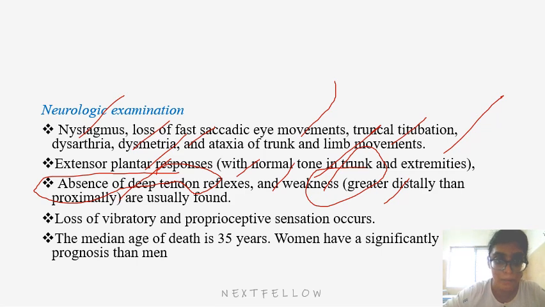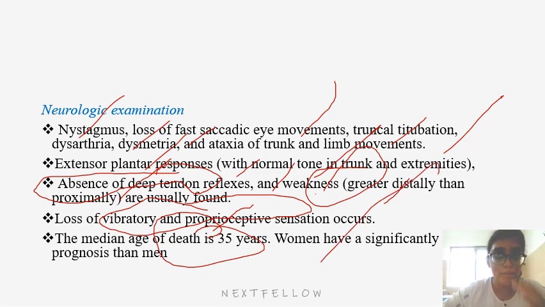Loss of vibratory and proprioceptive sensation occurs. Loss of vibratory and proprioceptive sensation is the function of which column? It is a function of the posterior column. The median age of death in Friedreich's ataxia is 35 years. Women have a significantly better prognosis than the male gender.